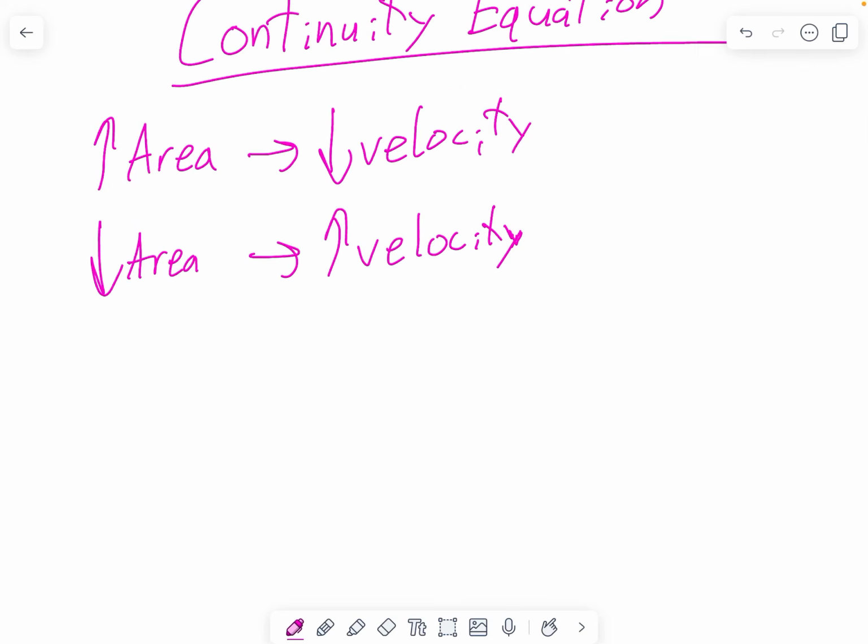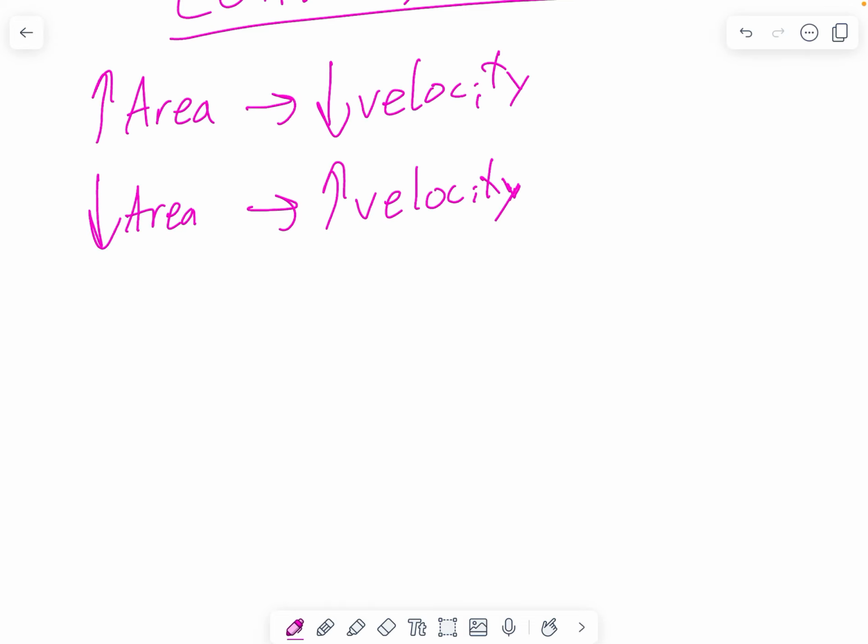And now we want to be more specific on the relationship between the area and the velocity. And we have this equation, they call it the continuity equation. It tells you the relationship between the area and velocity. And pretty much what it says is that the flow rate of your fluid is constant, so it doesn't change. So flow rate is how much volume of fluid passes through some cross-sectional area every second.